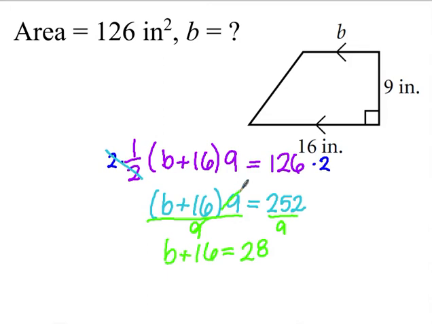If you wanted to, you could have distributed the 9. You would have added an extra step or two if you had done that. So now how do you solve? Subtract 16. So B equals 12. Label is? Inches. There you go. Like I said, if you didn't see that dividing by the 9 and you distributed, you still would have gotten there. It just would have taken you about a step more. Any questions over area of a triangle, trapezoid, or a kite?